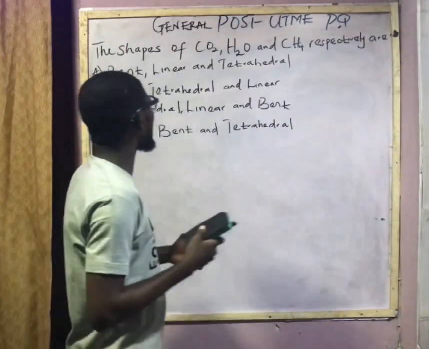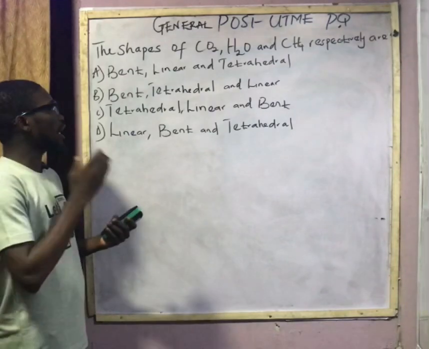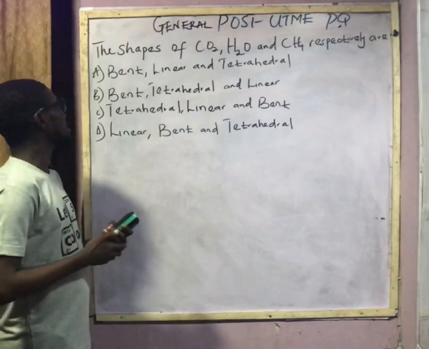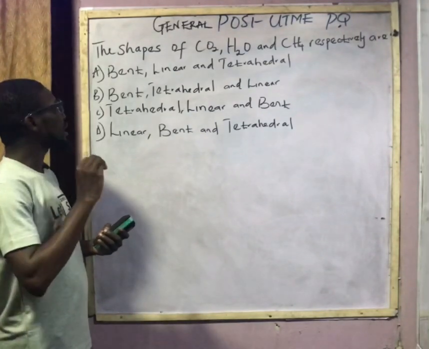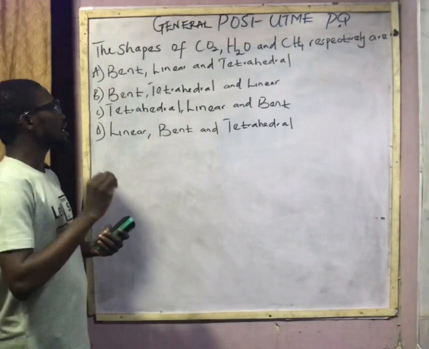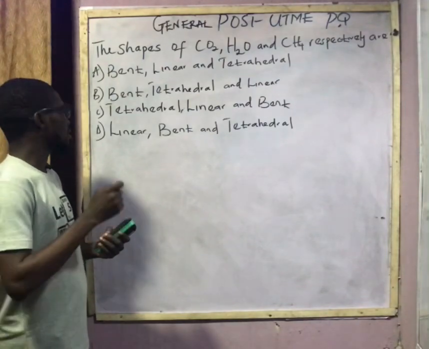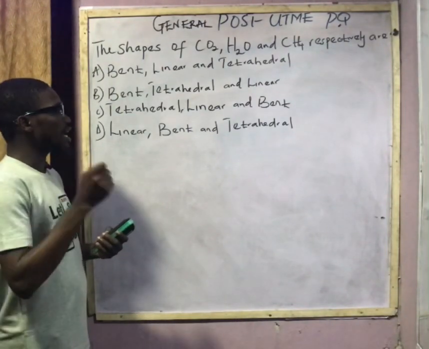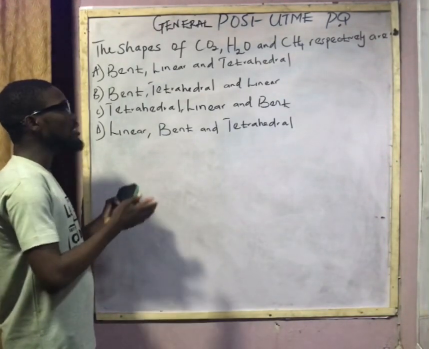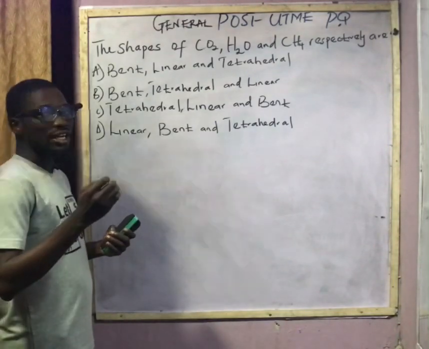Come closer. The question goes thus: the shapes of CO2, carbon dioxide, H2O, water, and CH4, methane, respectively. A. Bent, linear, and tetrahedral. B. Bent, tetrahedral, and linear. C. Tetrahedral, linear, and bent. D. Linear, bent, and tetrahedral. You can easily deduce the answer to this kind of question. So come closer, let me show you guys.